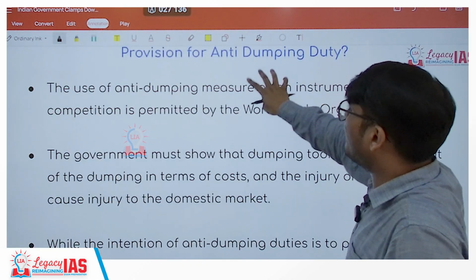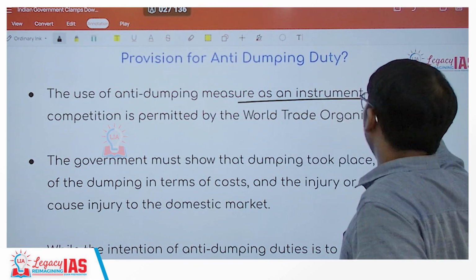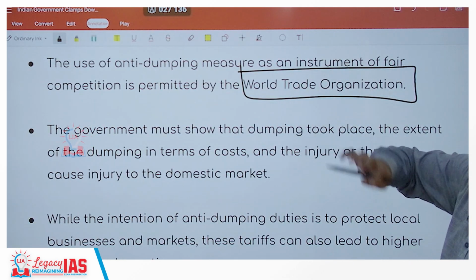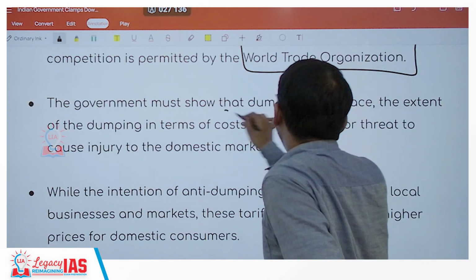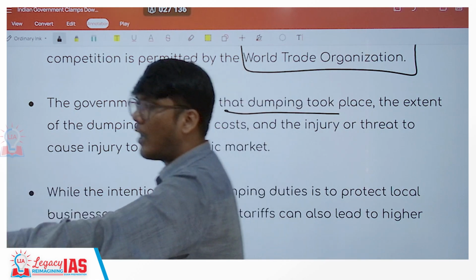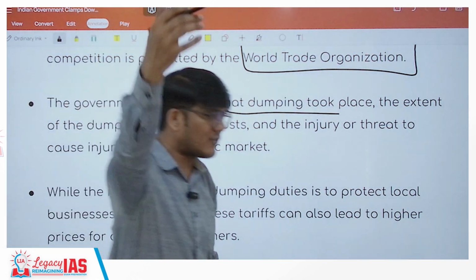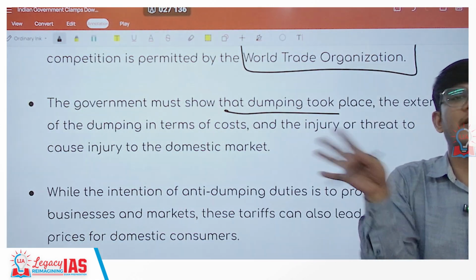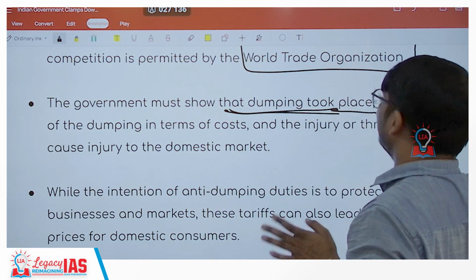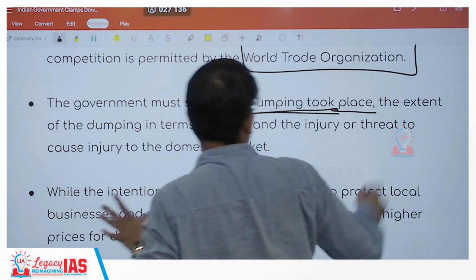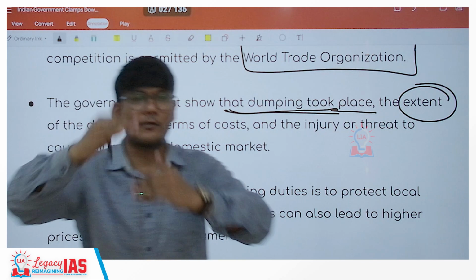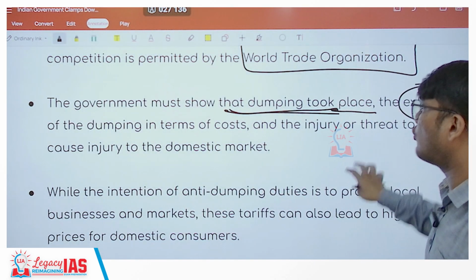Now, this anti-dumping duty can be imposed under the guidelines of the World Trade Organization. Okay, but when the government imposes it, the government needs to show that dumping actually took place. Dumping means that in their home market the price is more, but when they are exporting to us, they are making it cheap. That needs to be established by the government, that dumping is happening. Also, they have to showcase the extent of dumping that is happening. What is the amount difference, that also needs to be showcased.